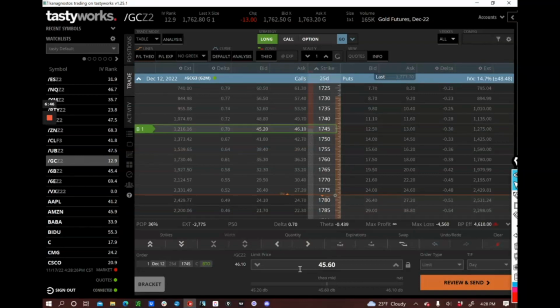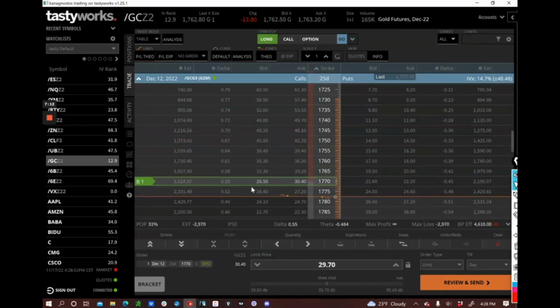And you would be paying a debit of $45.60 for that. Of course, that's $4,560. And that's also the amount of capital that you would have to put up, and it is your max loss. Now, if you move closer to at the money, you're going to pick up fewer long deltas. You'll notice that this is 70 deltas, and of course, that is what you've got. If you move closer to at the money, you get fewer and fewer long deltas, but you will also pay less for the long call.